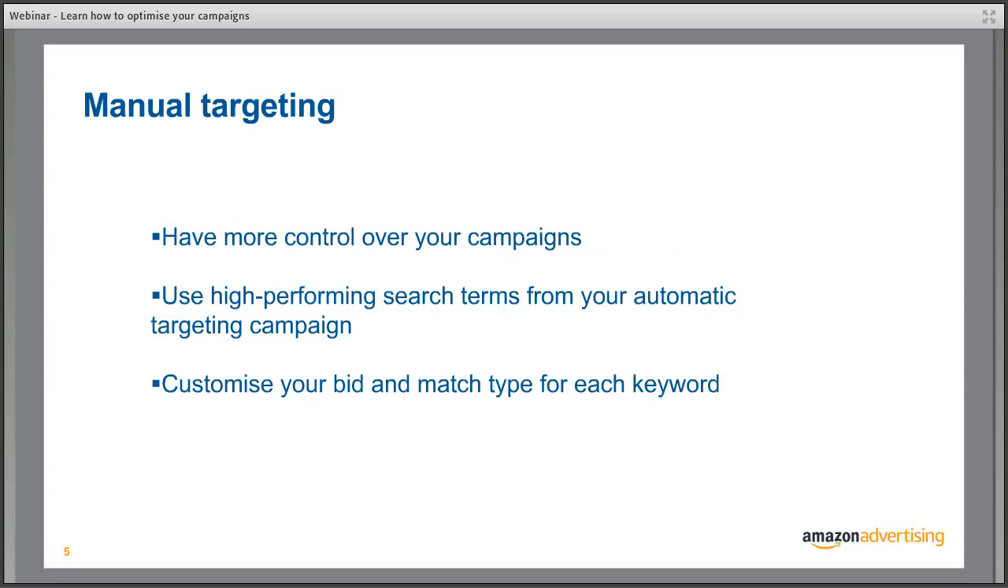On the other hand, manual targeting offers you more control over the campaigns you're creating. Apply high-performing search terms from your automatic campaign and then customize your bid and match type for each keyword. Let's look at how to use the learnings from your automatic campaigns to optimize your manual campaigns.